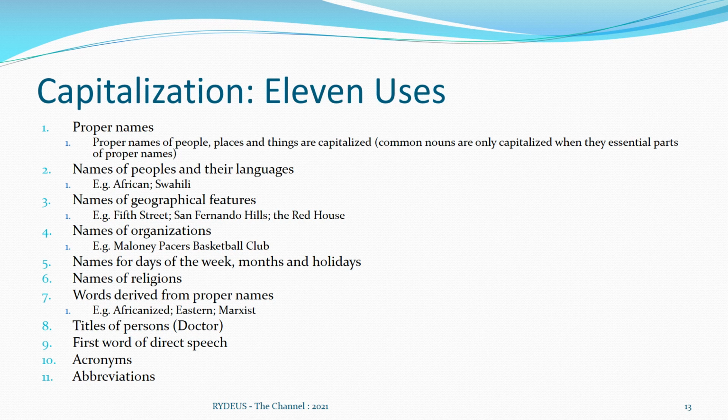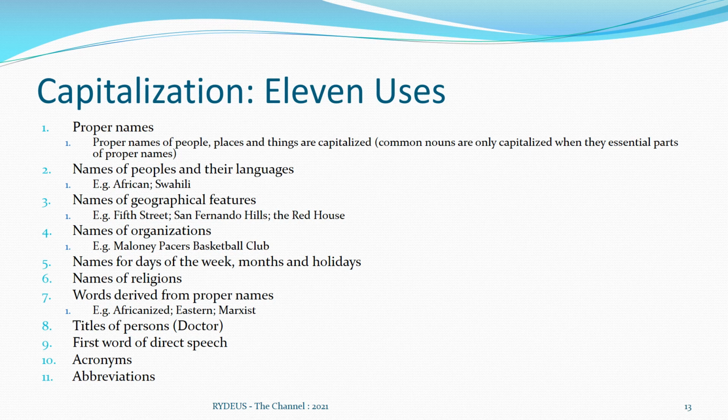I'm going to provide you with some uses of capitalization in your academic writing. Proper names. Proper names of people, places, and things are capitalized. Common nouns are only capitalized when they are essential parts of proper names. Second use, names of people and their languages. For example, we could say African, and that would be capitalized. You could say American, that would be capitalized. You could say Trinidadian, that would be capitalized. And their language, for example, Swahili, or English, or French, must be capitalized.